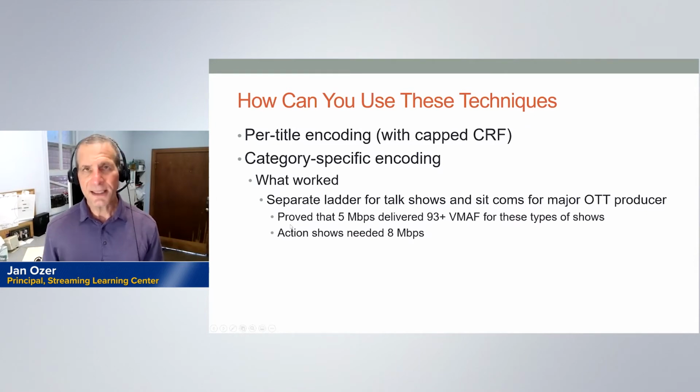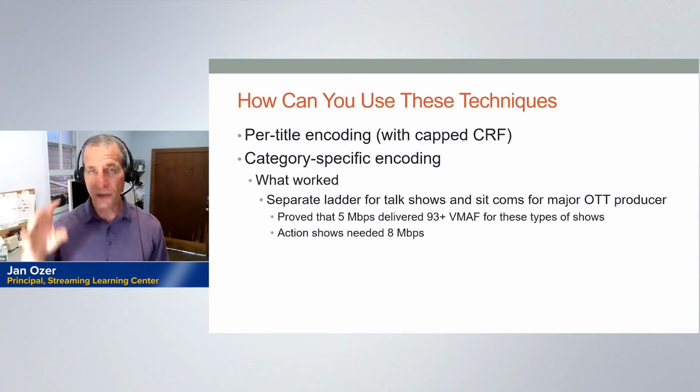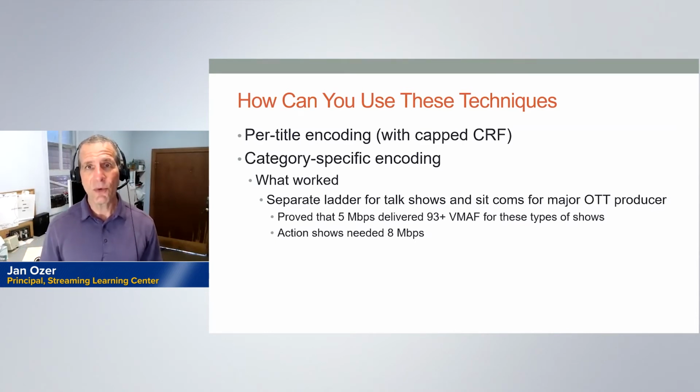Essentially, with the talk show, taking a step back, when I started working with them, the top rate in their fixed encoding ladder, their ceiling, was 8 megabits per second for all files. What I was able to show is that with talk shows and most game shows, you could get to 93 VMAF points, 93 to 95, at 5 megabits per second.